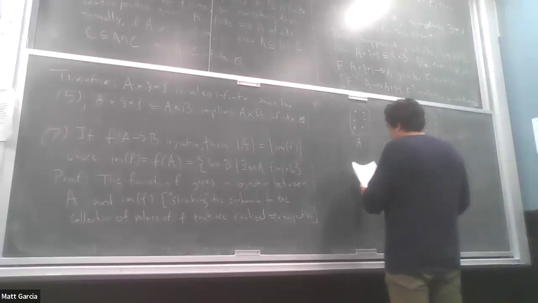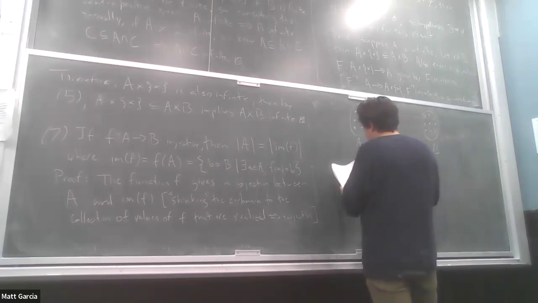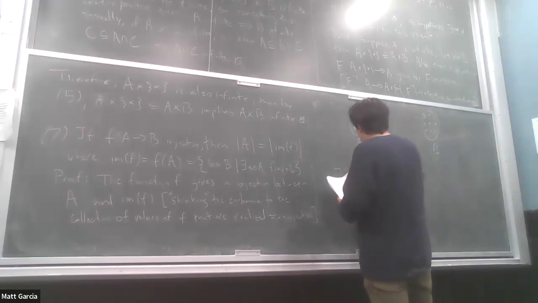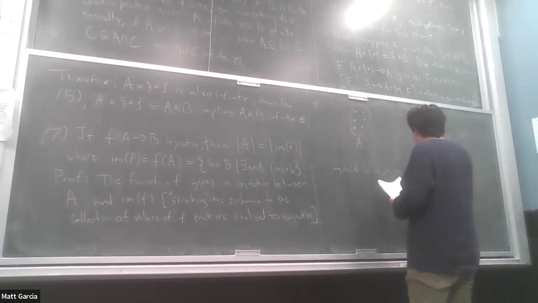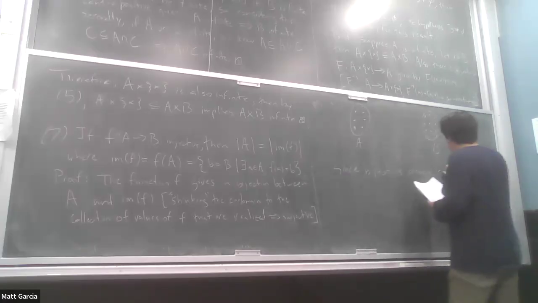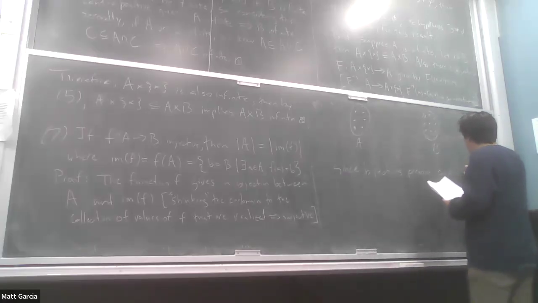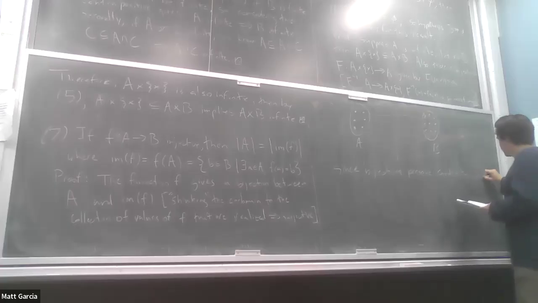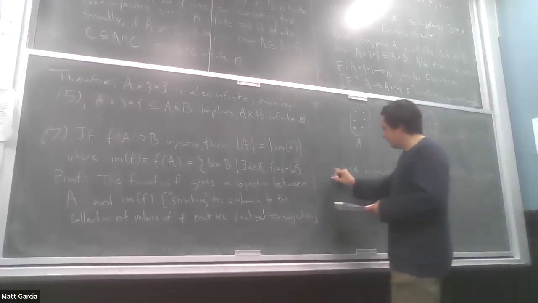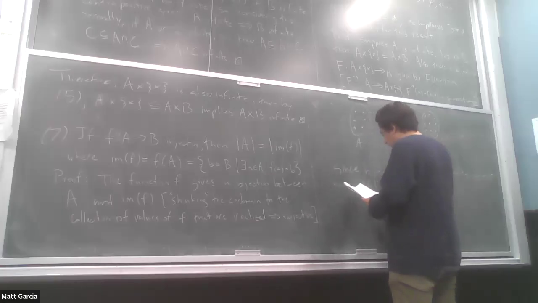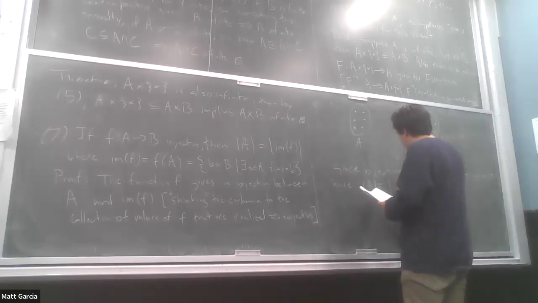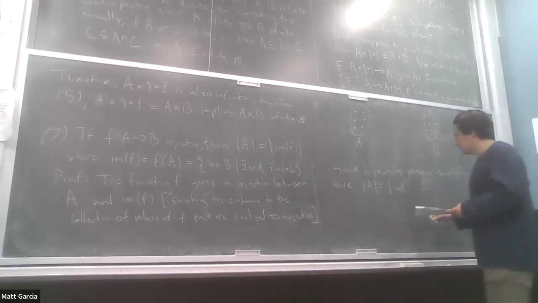Okay. So, since bijections preserve cardinality, we must have the cardinality of A is equal to the cardinality of the image of F.